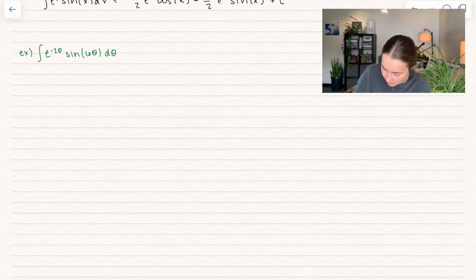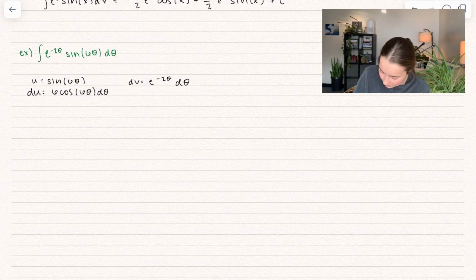I'm going to set u equal to sine of 6 theta. And I'm going to go ahead and set dv equal to everything else. So we get e to the negative 2 theta d theta. Okay, so here we get du is equal to 6 cosine of 6 theta, just using chain rule, d theta. And when we integrate both sides, we get v is equal to negative 1/2 e to the negative 2 theta. So let's go ahead and set up this first one.